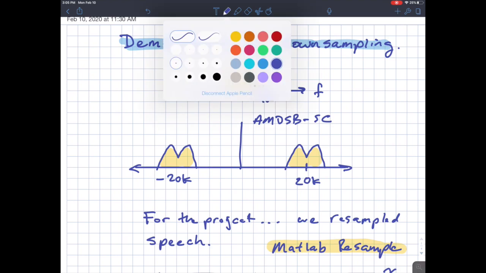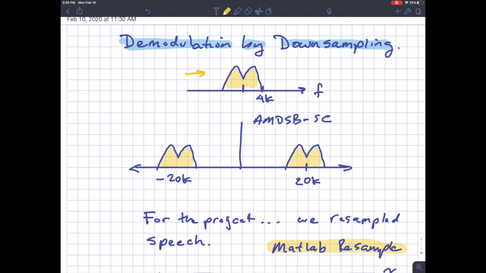This is our analog signal. It's got a maximum bandwidth of 4K. And what we did from there is we modulated that, so we sent the signal up and back by 20 kilohertz using an oscillator, a 20 kilohertz oscillator.